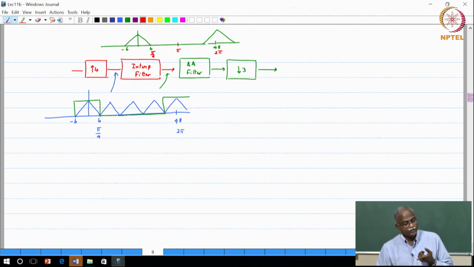Now, what is the role of the anti-aliasing filter? The anti-aliasing filter says whatever is the input signal that is coming in, filter off from minus pi by 3 to pi by 3.